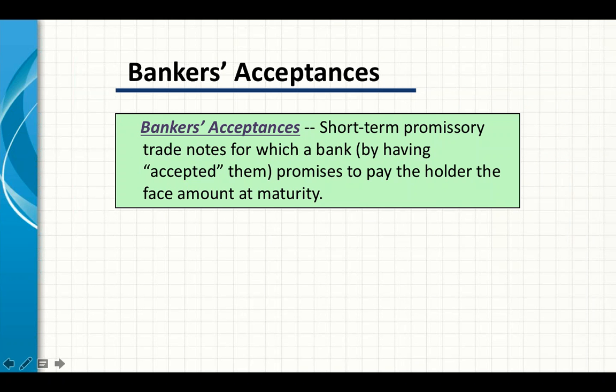Banker's acceptance is nothing but a promissory note given by the bank for a future date to the supplier. Same as LC.